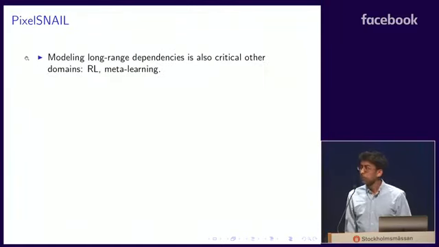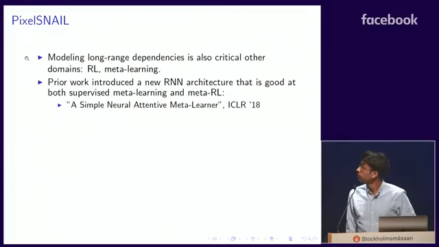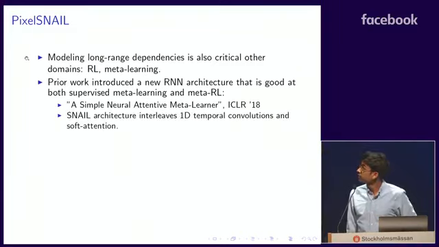This problem of long-range dependencies comes up in other domains, such as reinforcement learning or meta-learning. In some of our prior work, we introduced a new architecture that we found to be really good at both supervised meta-learning and meta-reinforcement learning. It's this paper, and we call these architectures SNAIL. Basically the gist of it is that we alternate 1D temporal convolutions, so this is like WaveNet, with soft attention, kind of like "Attention Is All You Need".